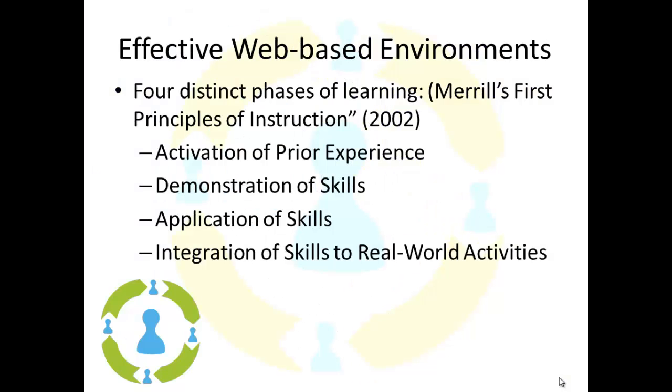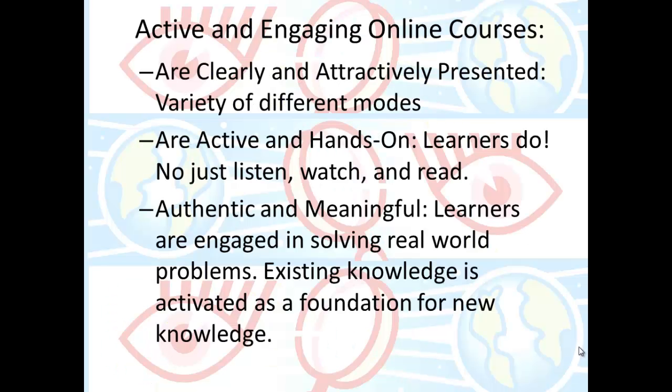As I was researching web-based learning environments, there were 4 distinct phases of learning that made online learning more effective, and I've got them listed for you right there. You need to activate prior experience. Learners need to be able to somehow demonstrate their skills, apply those skills, and integrate them into the real world. Active and engaging online courses need to be clearly and attractively presented. They need to have a variety of different modes.